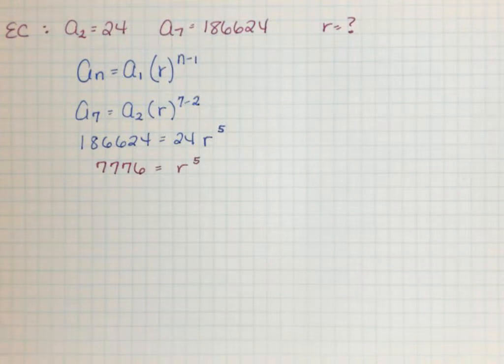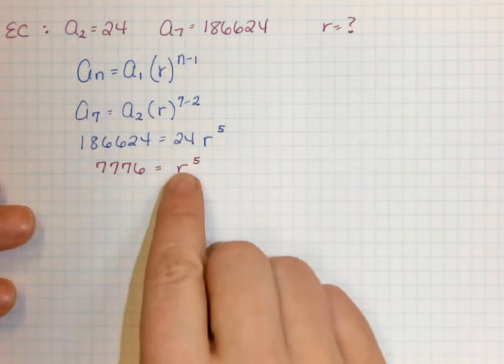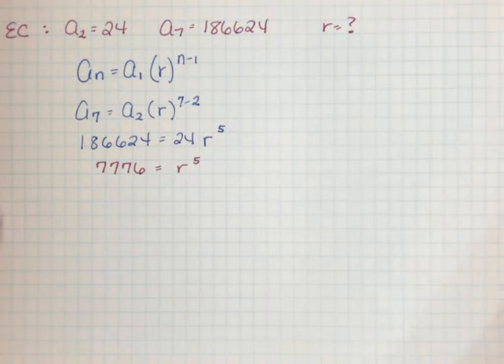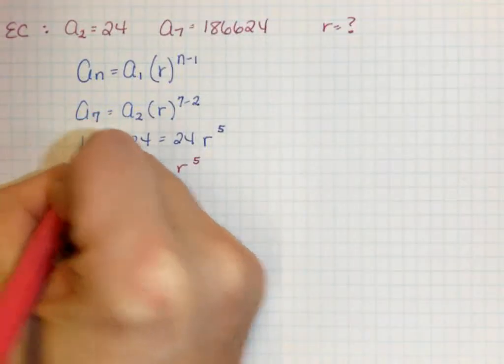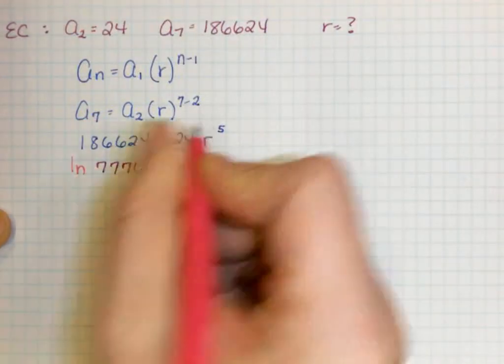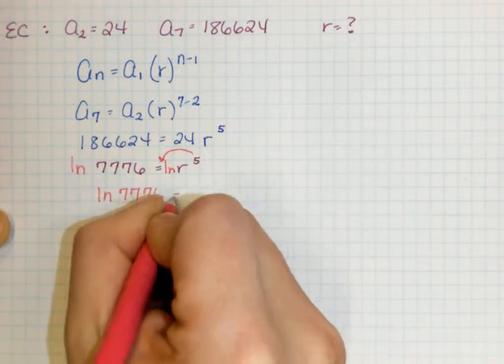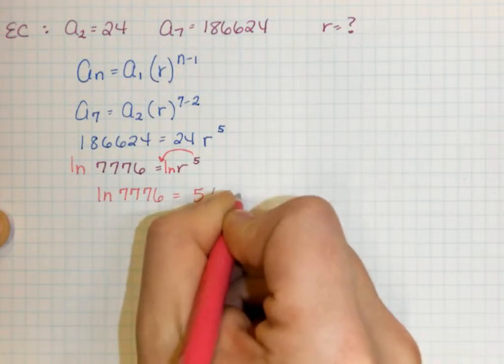Now, there's a couple of different things you can do here. You can sit there and play until you come up with what number to the fifth gives you 7,776. Or, if I'm trying to solve an equation that has a variable as a base, what can I do? Last unit. ln, thank you. We can ln both sides. That would bring the 5 down. And I would have ln 7776 is 5 ln r.